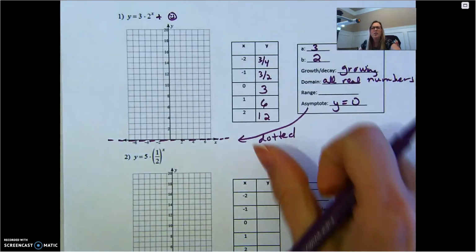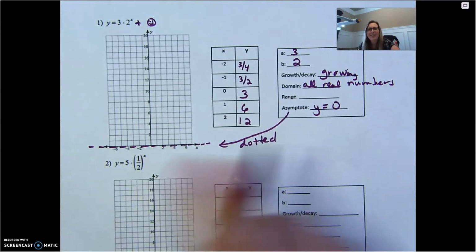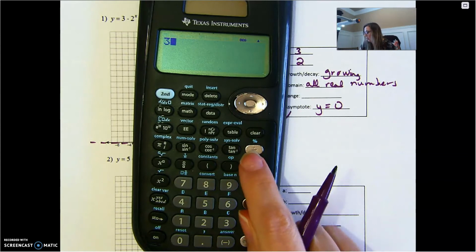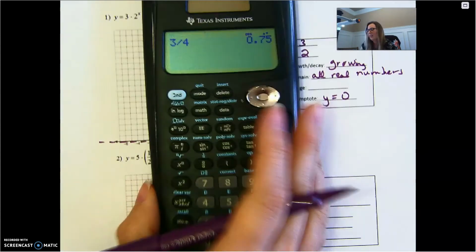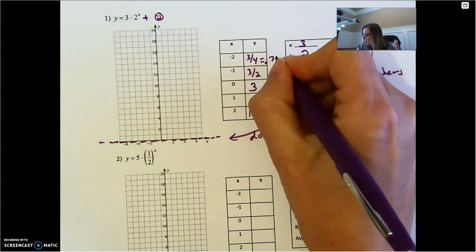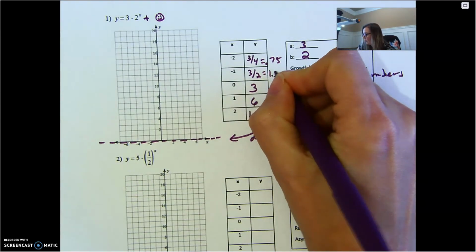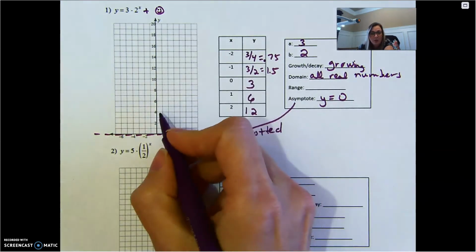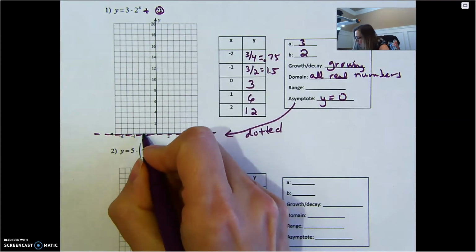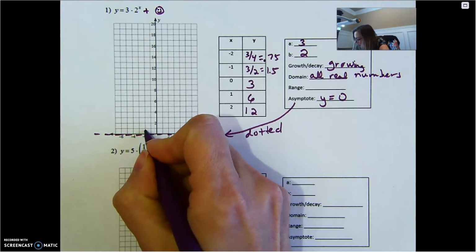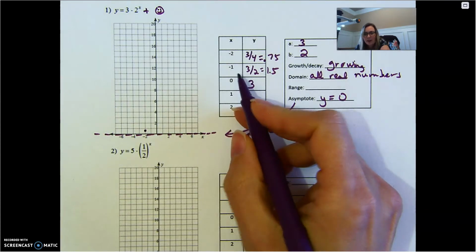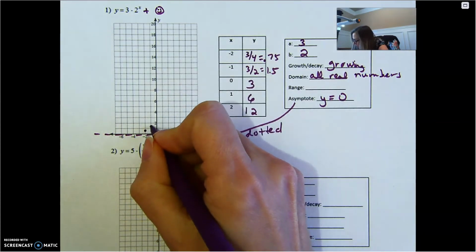This 3/4 and this 3/2, I think it's easier to graph when it's a decimal. If you type into your calculator 3 divided by 4, for example, you can turn it into a decimal that way. So this is the same thing as 0.75, and this would be the same thing as 1.5. Okay, so to the graph we go. We're going to go left 2, then up 0.75, so it's almost to the 1. Now we'll go left 1 and up 1.5.